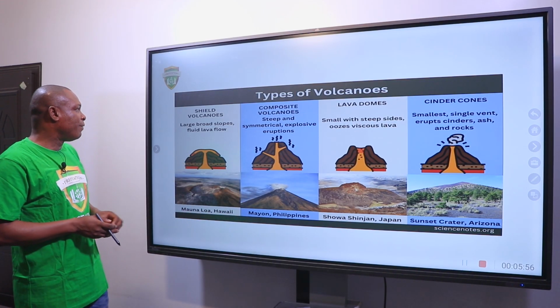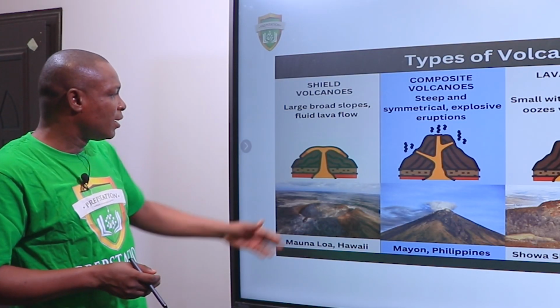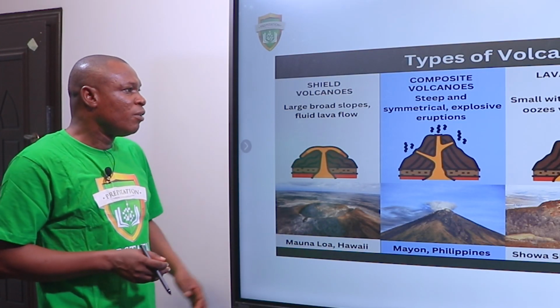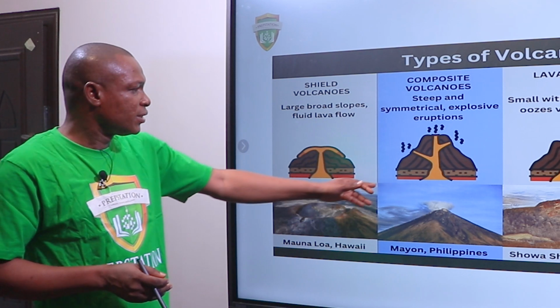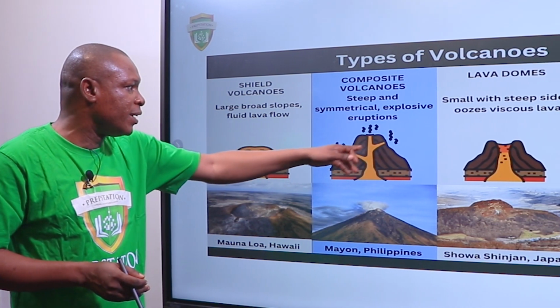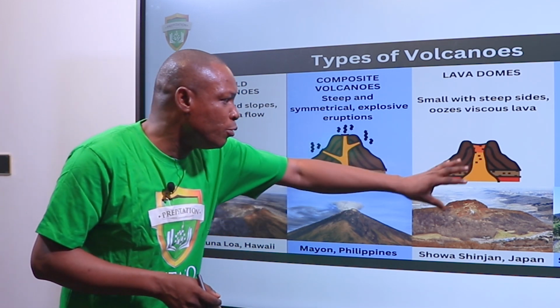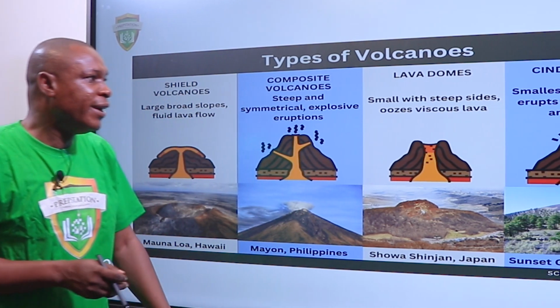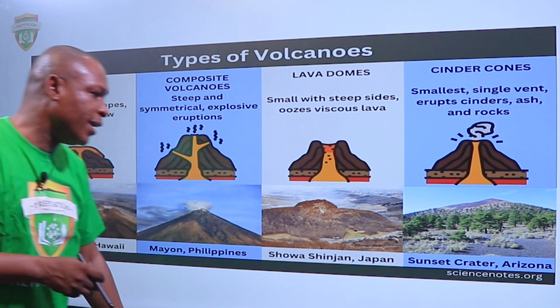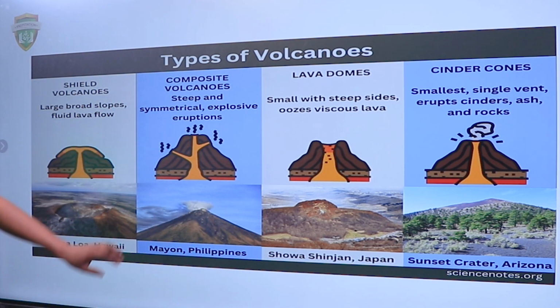We could also have shield volcanoes. You can see the shape. We have composites. You've seen the primary vent and the secondary vents. This one is like the dome, the lava dome, and then you have the cinder cones.